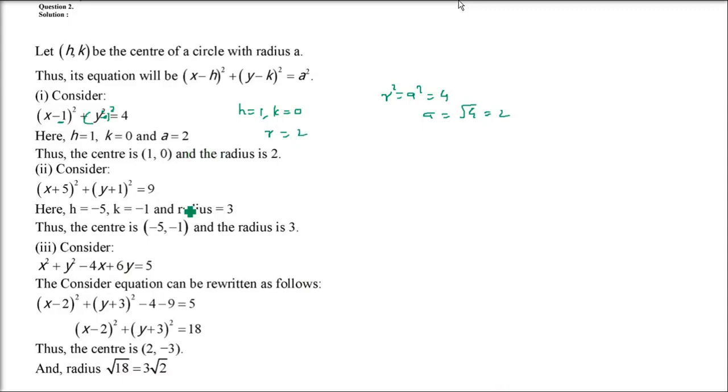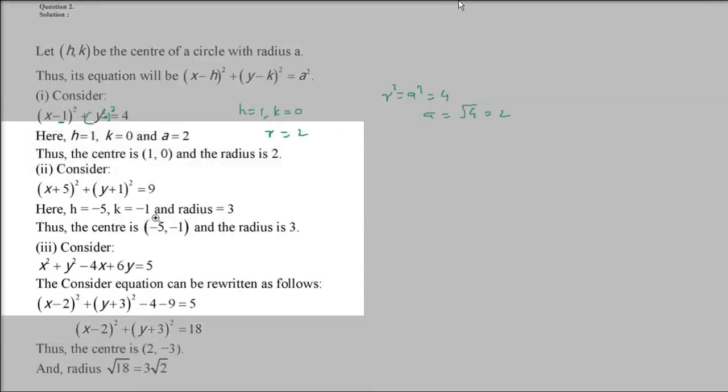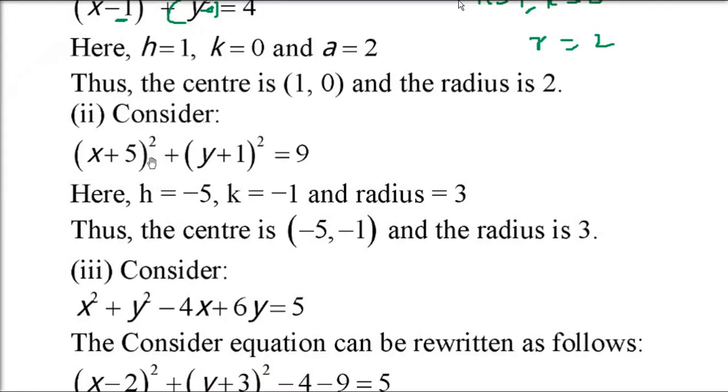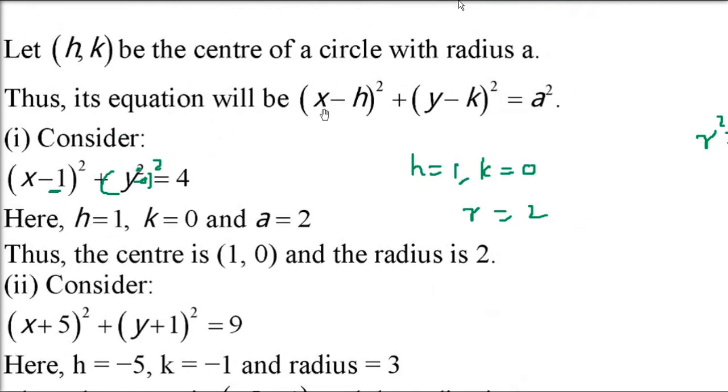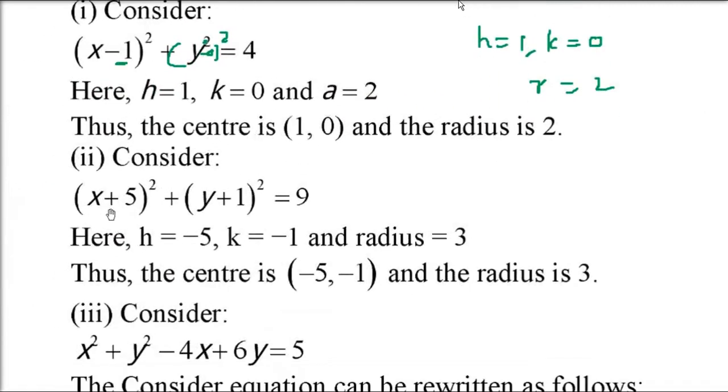So this is radius 2, with h and k being 1 and 0. The next one is (x plus 5) whole square plus (y plus 1) whole square equals 9. And as I said, this is (x minus h) whole square, so you can write it as x minus of minus 5, y minus of minus 1, and this 9 can be written as 3 square. So minus 5 and minus 1 are h and k, and this 9, which is 3 square, gives the radius. So radius is 3. Center is minus 5, minus 1, radius is 3.